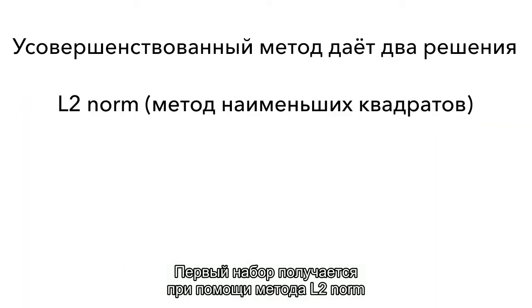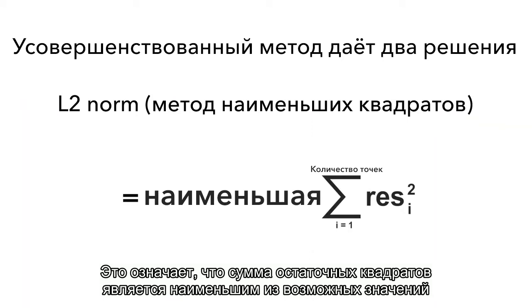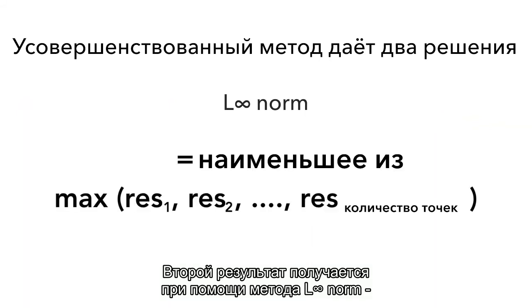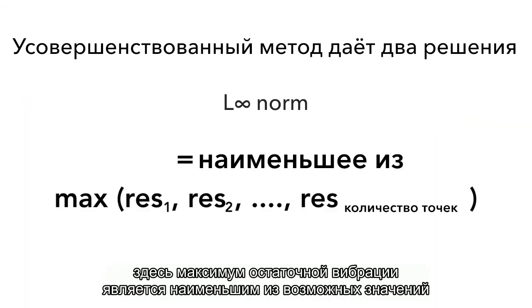The advanced balancing gives two solutions. It means two sets of final balancing masses. The first is made by L2 norm. By other words, it is the least squares method. It means that the sum of residual squares is the lowest possible value. The second result is made by L infinity norm. The maximum of residual vibration is the lowest possible value here.